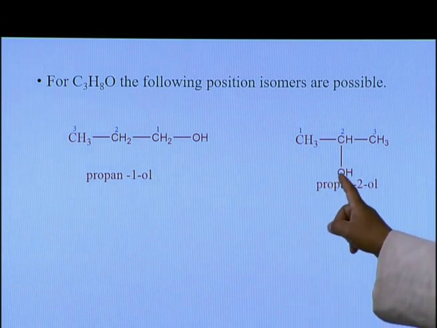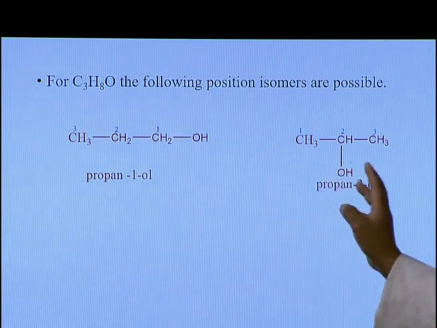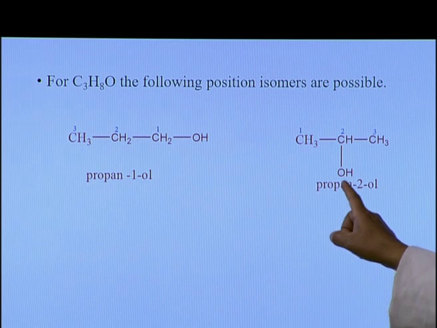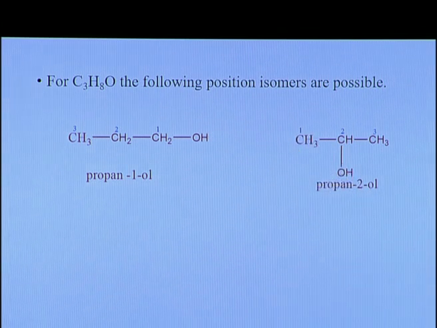So, we have a different position in these 2 compounds. They differ in terms of the position of the OH group. Here it is at carbon number 2. In this case, it is at carbon number 1. So, these 2 compounds are called position isomers. They differ in terms of the position of the functional group.